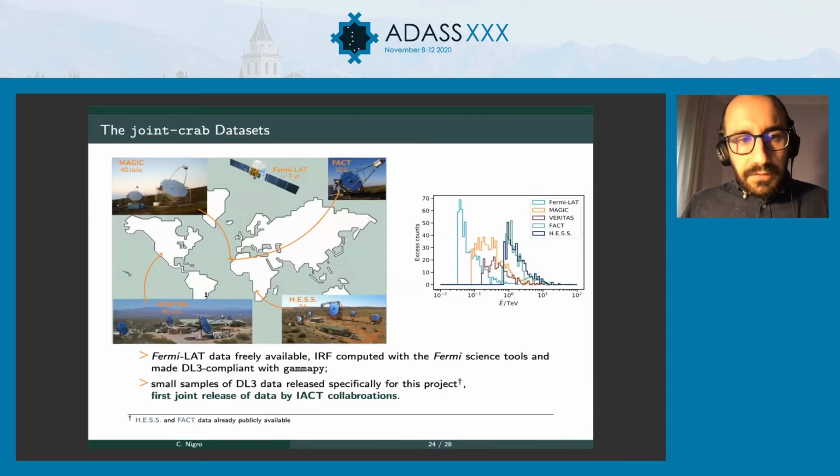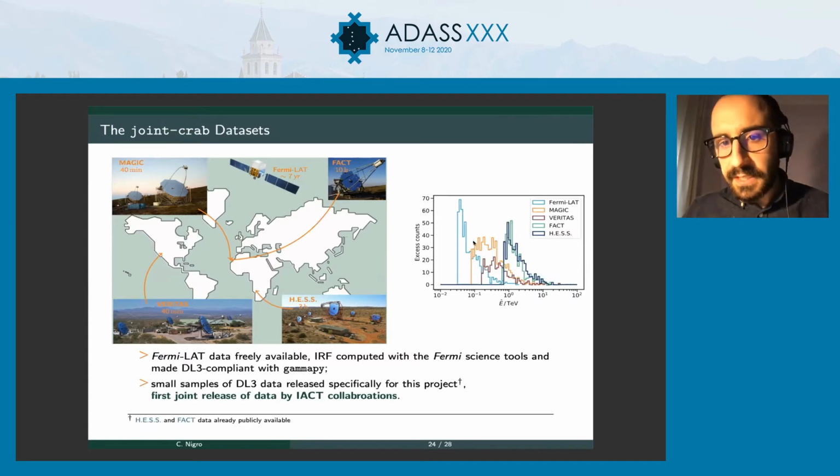So on the left, you can see the instruments that contributed to this project. We took 7 years of Fermi-LAT data. As I said, they are freely available, and we performed just some small modifications to make them compliant with the DL3 data format. And then each of the telescopes released a small sample of data in this standardized data format: 40 minutes from MAGIC, 40 minutes from VERITAS, 10 hours from FACT, and 3 hours from H.E.S.S.